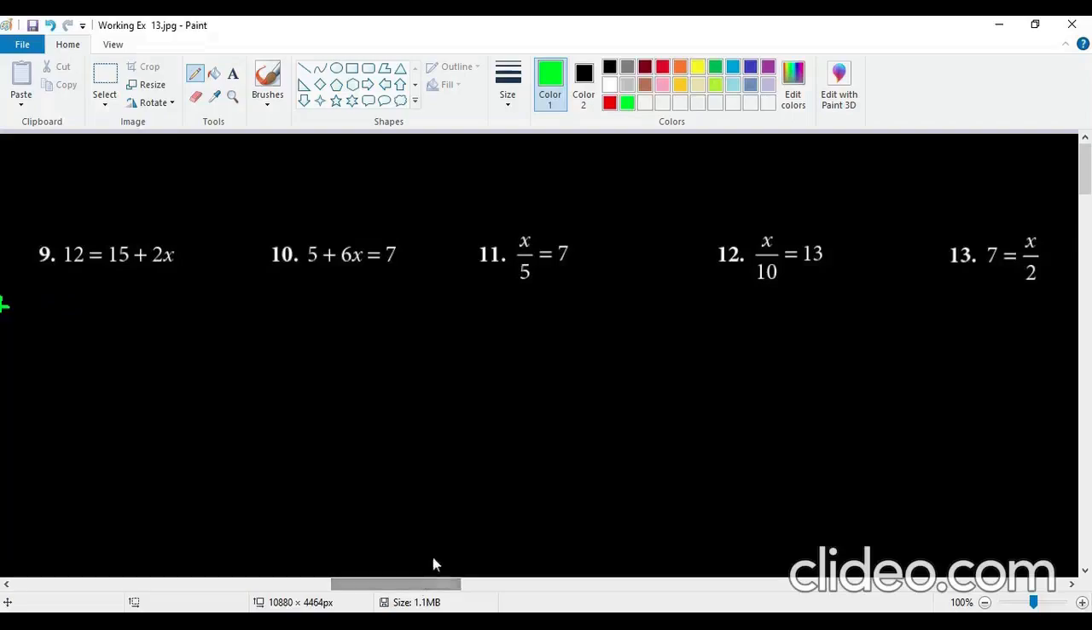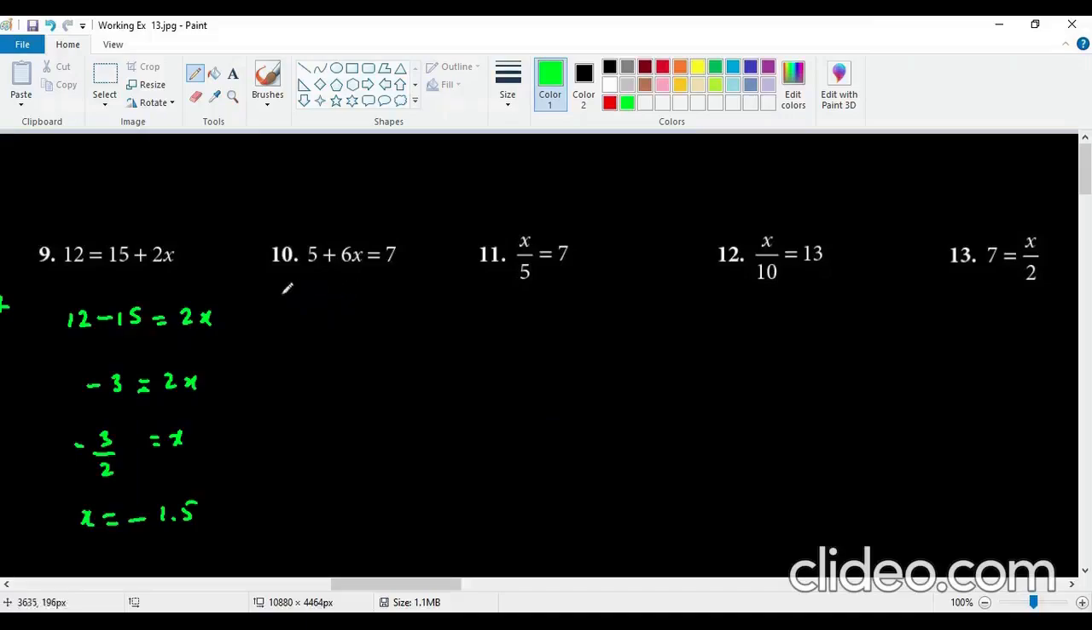When it comes to question number 9, it says 12 minus 15, because it is a plus 15 over this side, on the other side it will go and become a negative, equals 2x. So 12 minus 15 is going to give us a negative 3 equals 2x, and 2 is multiplying on this side. On the other side it will go and divide negative 3. So the final answer is going to be negative 1.5.